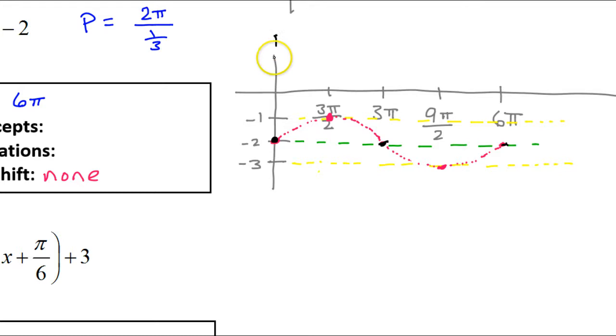All right, so I'm going to put a vertical asymptote right here, on the y-axis. I'm going to put another vertical asymptote right here at 3 pi. And another vertical asymptote will be here at 6 pi.